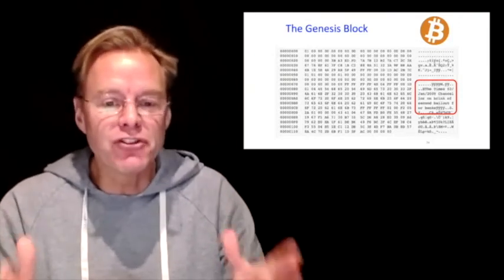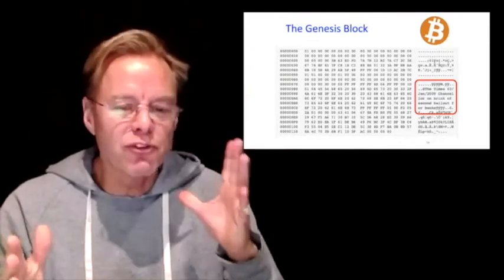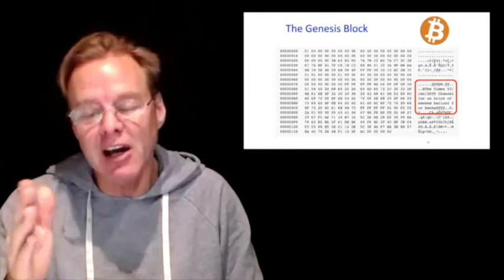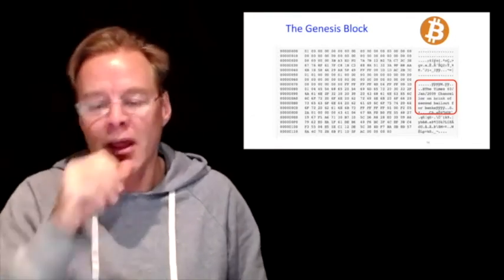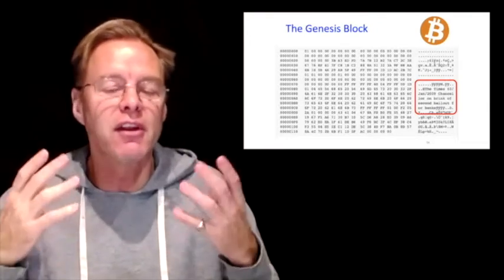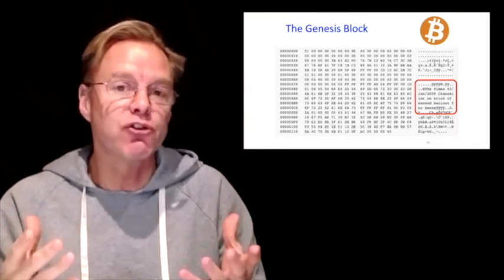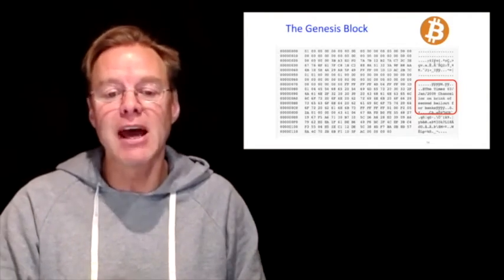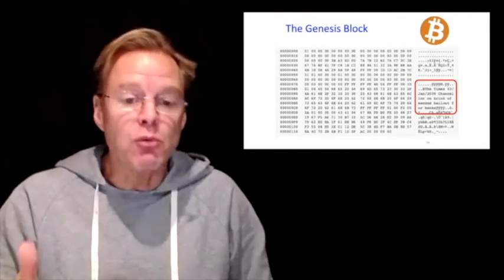Anyway, here is the Genesis block. It's a lot of code, lots of zeros and numbers and letters, and I have no idea what it all means, but what you can see, and I've highlighted it for you, is that quote that refers to the 3rd of January 2009 in the Times, and really refers to the ability of governments to create money out of thin air.